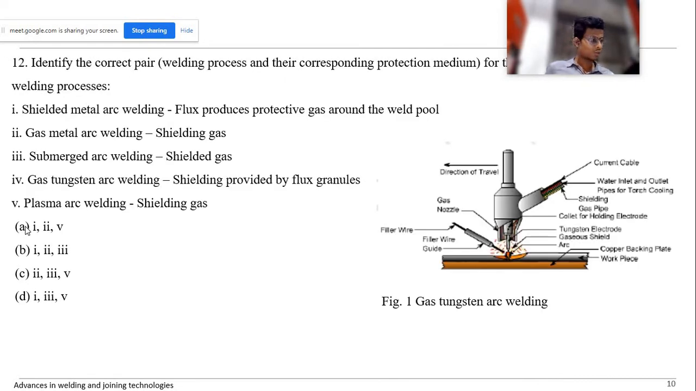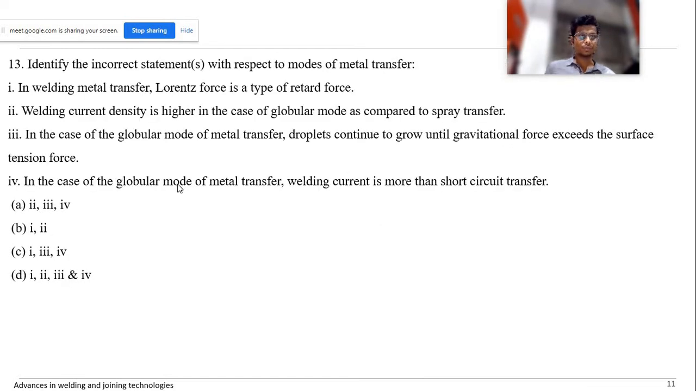So the answer for 12 is here. These three statements are correct. Next: identify the incorrect statement with respect to the mode of metal transfer.